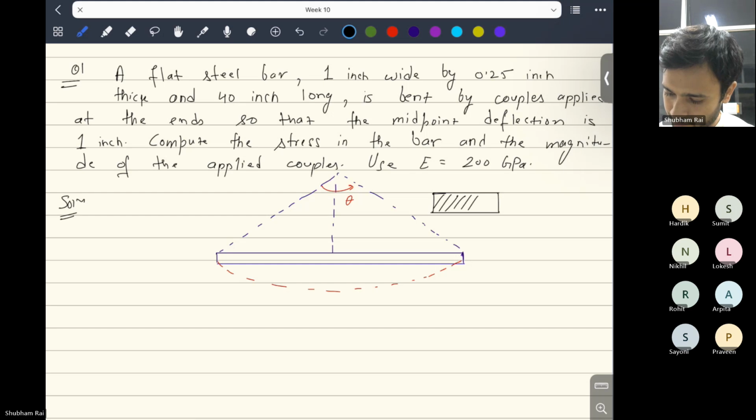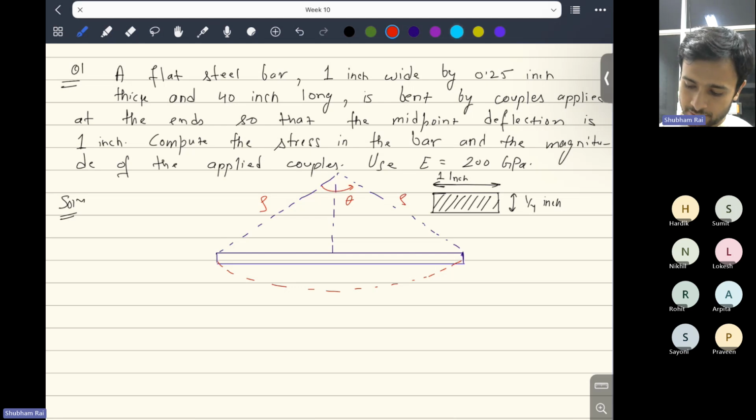So the width of the bar is 1 inch, and thickness is 1 by 4 inch, right? And this will be the radius of curvature. I'm taking it as rho. So rho is the radius of curvature after bending, and these will be the couples that have been applied. And we have to find the value of these couples and the stress on the bar.